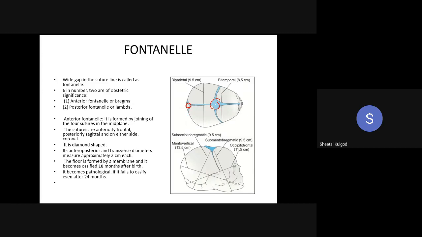Now, the anterior fontanelle is formed by joining of the 4 sutures in the midplane, that is anteriorly the frontal suture, posteriorly the sagittal suture, and either side by the coronal suture. It is diamond in shape, and it's about 3 centimeters in its diameter. The floor is formed by a membrane and it becomes ossified 18 months after the birth. It becomes pathological if it fails to ossify after 24 months. Okay.